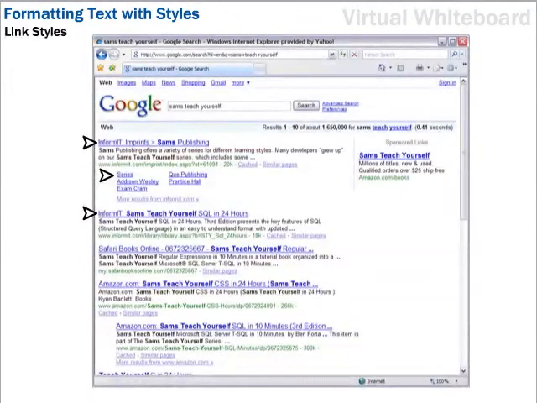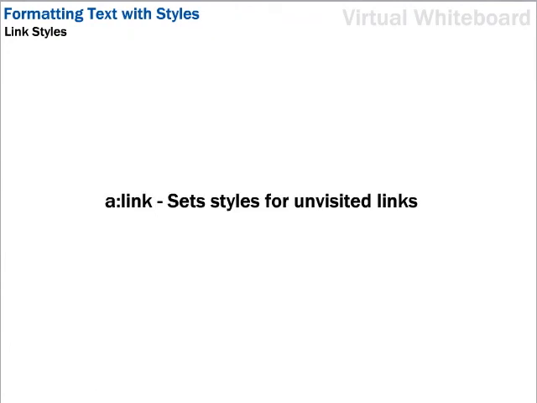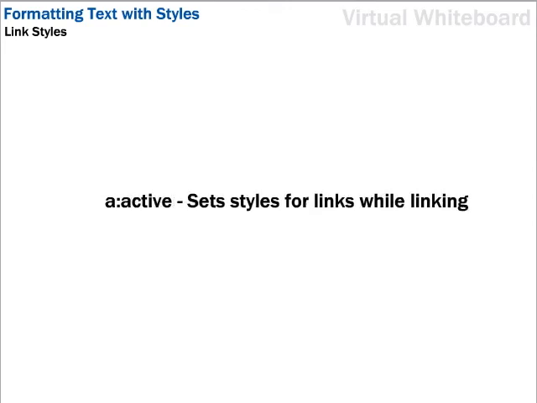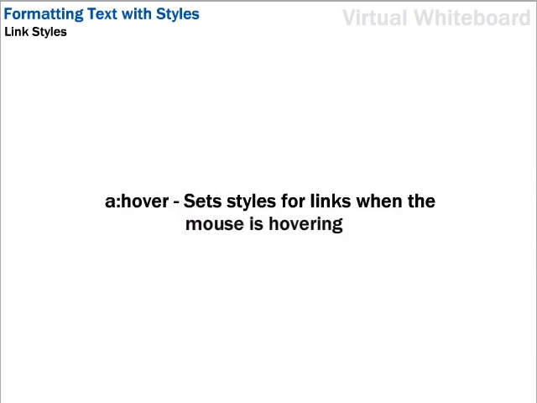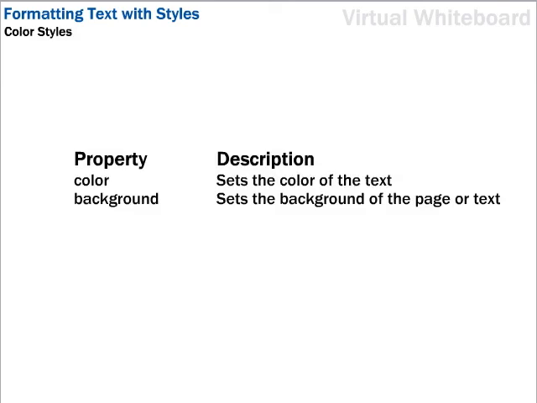You have probably seen those bright blue underlined hyperlinks on the web. Style sheets have the following selectors to help you change the look of them. Anchor link sets the styles for unvisited links. Anchor visited sets the styles for visited links. Anchor active sets the styles for the link while it is linking. And anchor hover sets the style for the link while your mouse is hovering. As you can see, you can apply color to your HTML tags in two different ways, with color or with background.